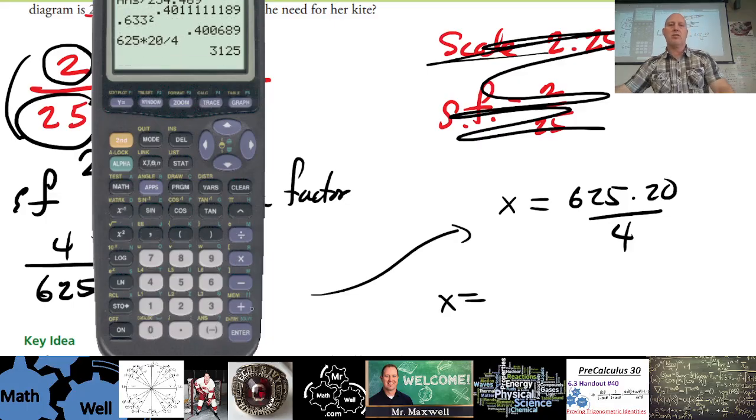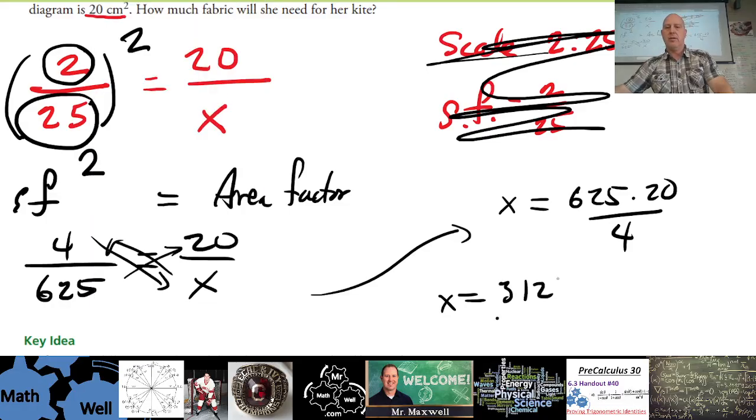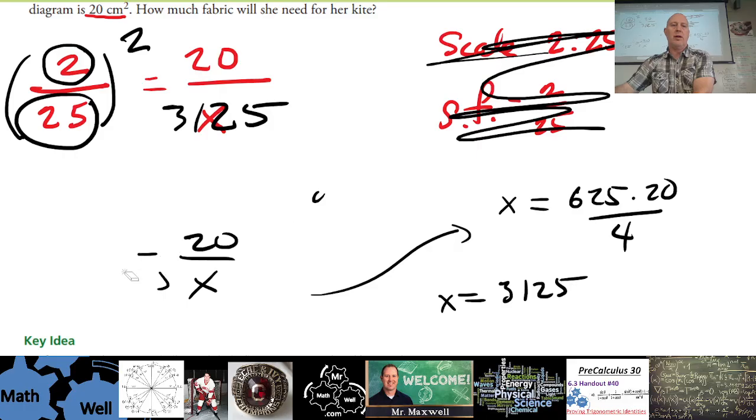So I get x as 3125 here. Did you guys get that too? So 20 is the diagram, so 3125 is the actual kite. Does this make sense? Well, the ratio here, let's do this ratio here.